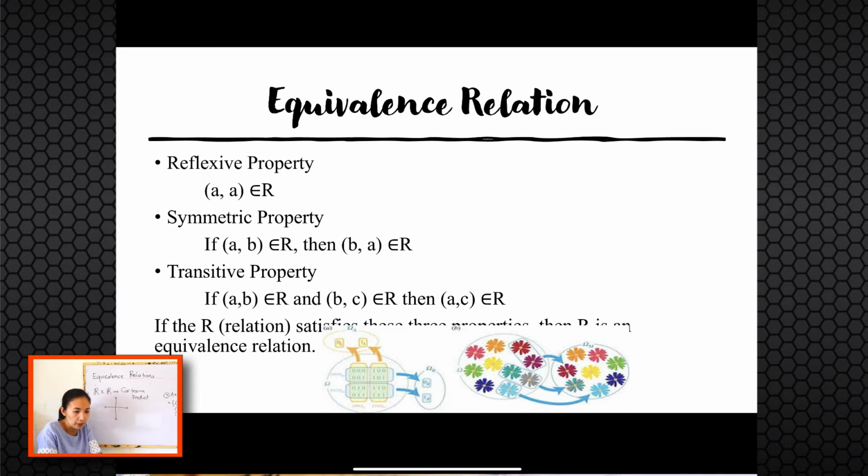That's your transitive property. Now, if a relation satisfies all three properties, then R is an equivalence relation. Please take note of that. It should satisfy the three properties of reflexivity, symmetry, and transitivity: the reflexive property, the symmetric property, and the transitive property. Now let's look into some examples of equivalence relations.